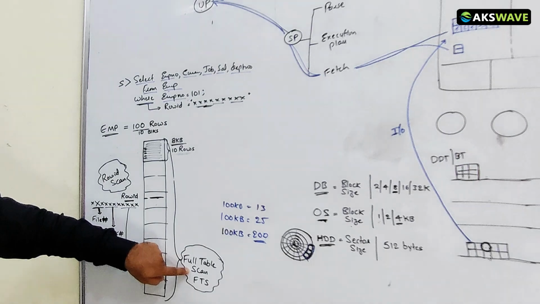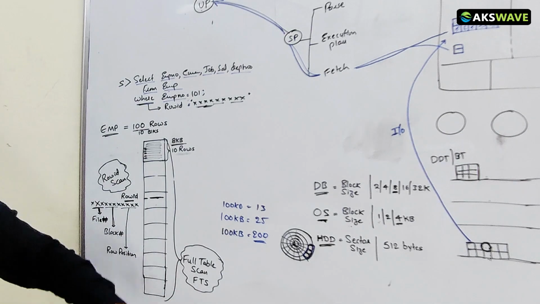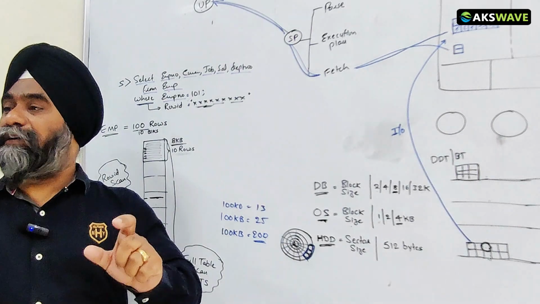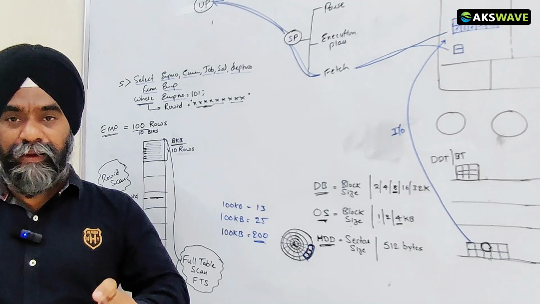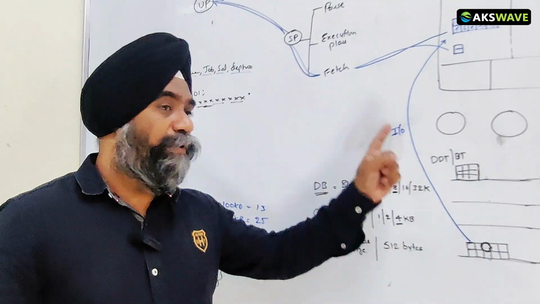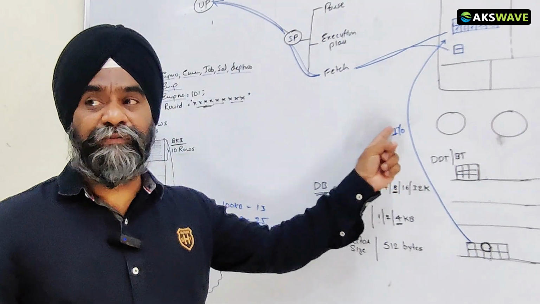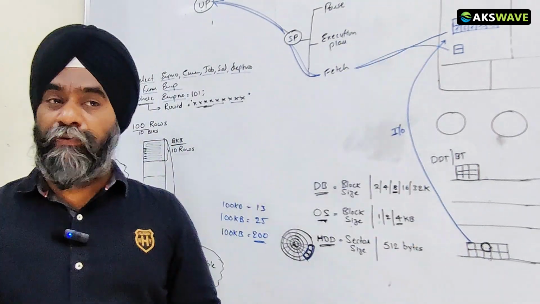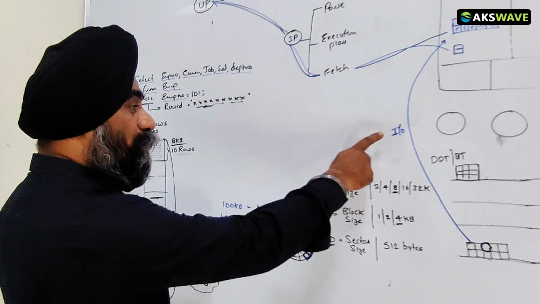Correct? You are going to end up doing a full table scan, which will take the maximum time. Because it has to read the entire table, all the 10 blocks, nothing but 10 IOs and 10 scans. So please understand what is related with your IOs.